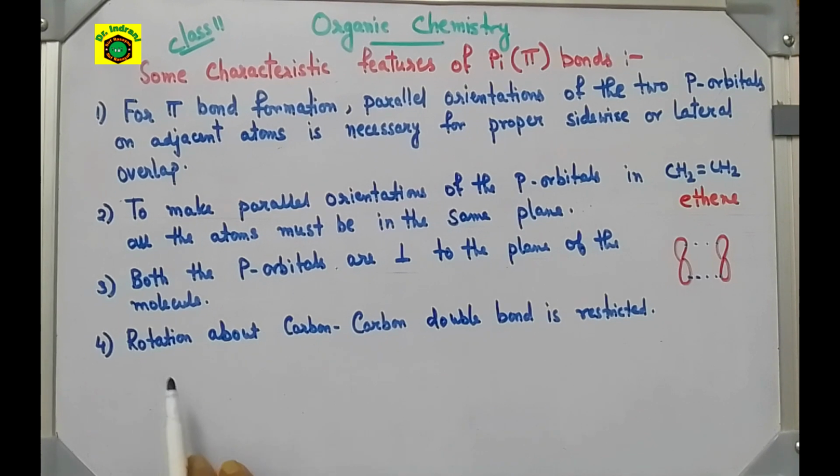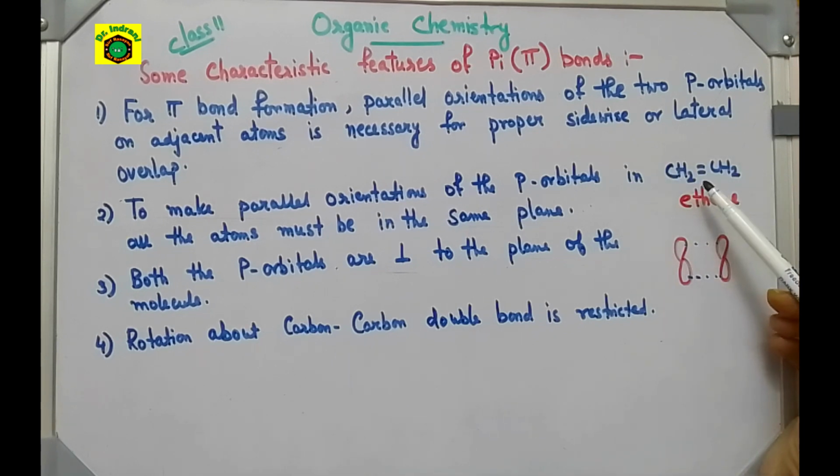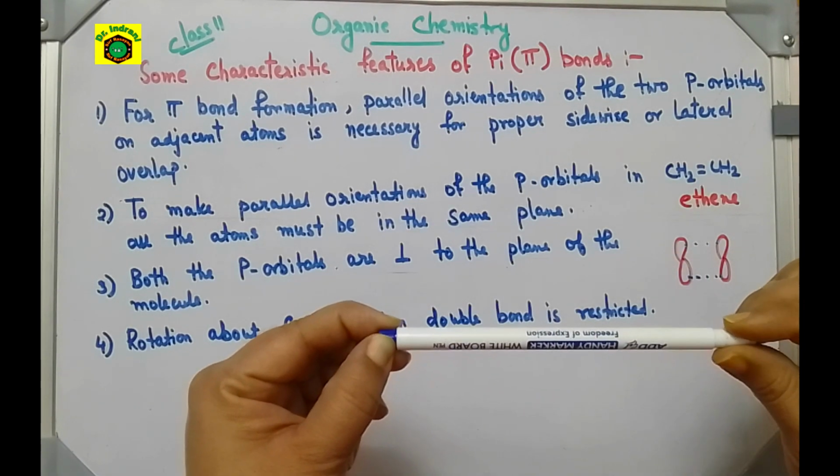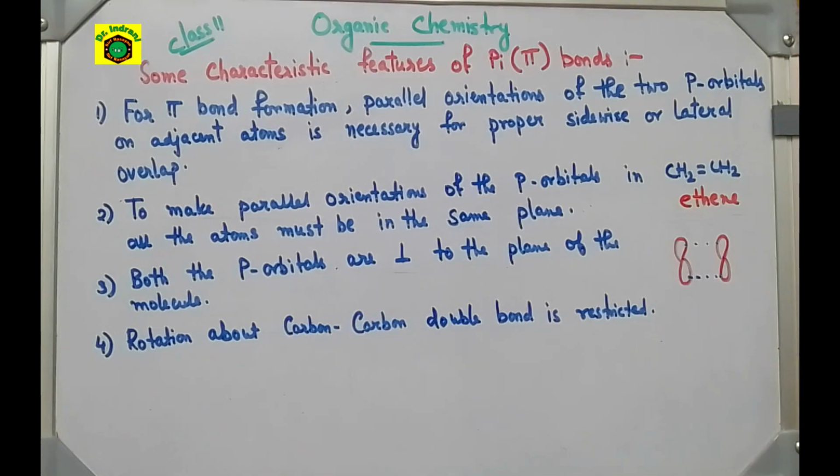Next point, rotation about carbon-carbon double bond is restricted, because rotation of one CH2 group with respect to other, means if you fix one CH2 group and if you want to rotate another CH2 group, so rotation of one CH2 group with respect to other prevents maximum overlap of the p orbitals. Therefore, rotation about carbon-carbon double bond is restricted.